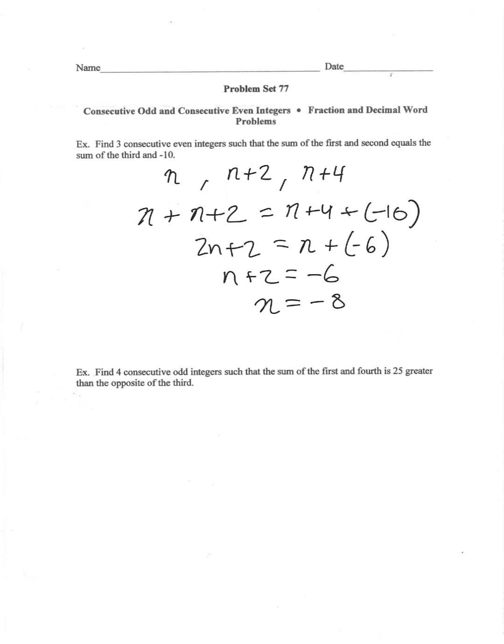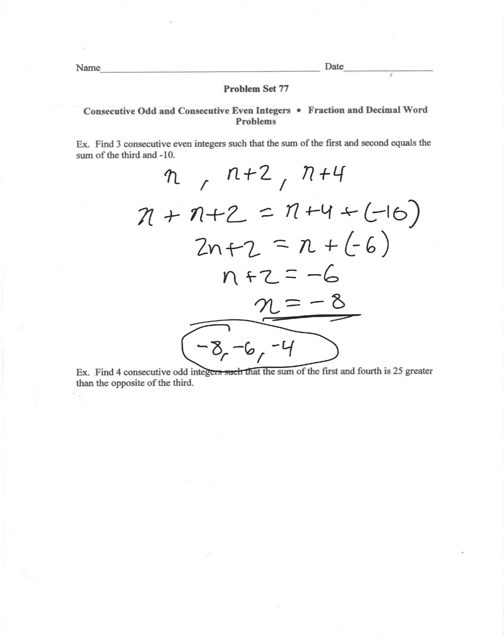There we go. And now I've got my first integer, which is going to be negative 8, and yes, it is an even negative integer. And I'm going to now say, okay, if my first is negative 8, then my next will be negative 6, because that's negative 8 plus 2, and my next after that would be negative 4. There we have it.